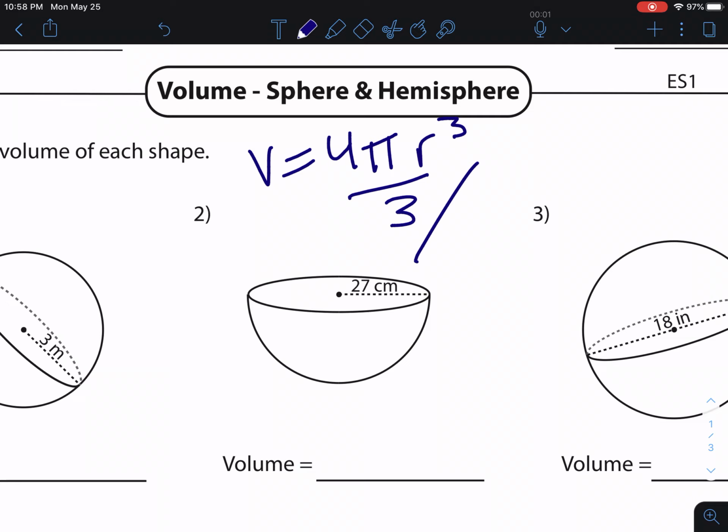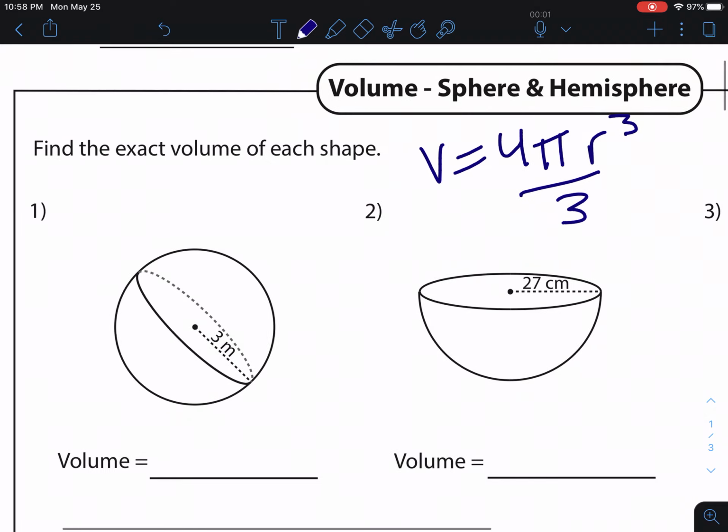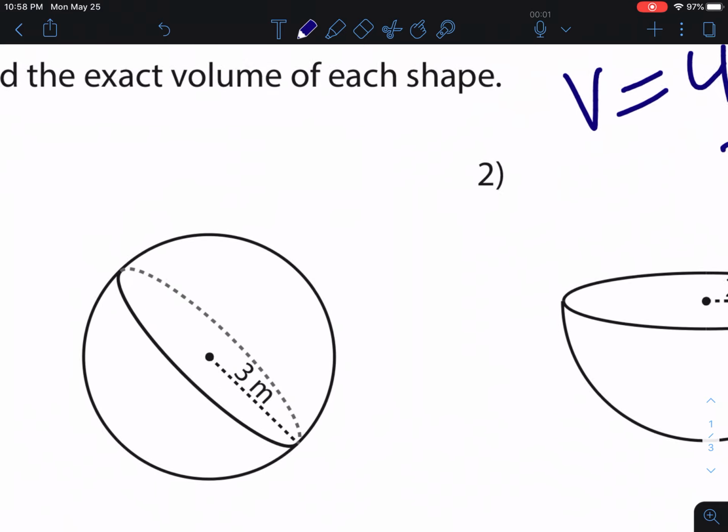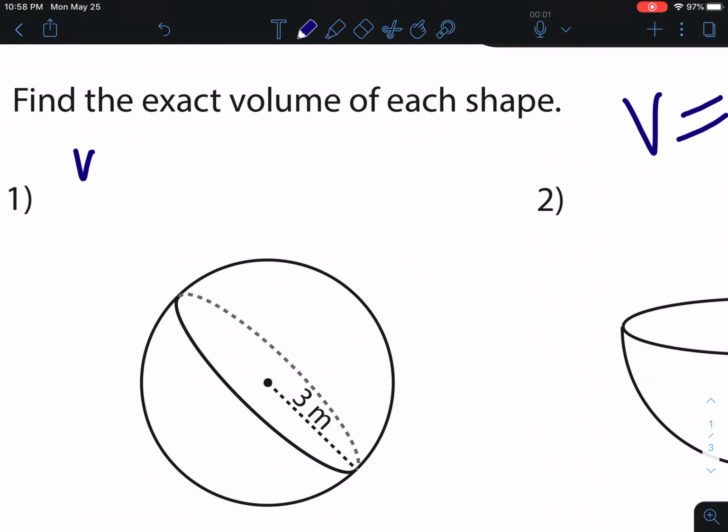Alright, we're going to start with problem number 1. And as you read the directions, hopefully you can see that it says they want it in the exact answer form. That means to leave pi in the answer. But we're going to go through both ways because I need you to be familiar with both. So first off, here, volume equals 4 times pi times the radius cubed. The radius is 3. So 3 cubed all over 3.